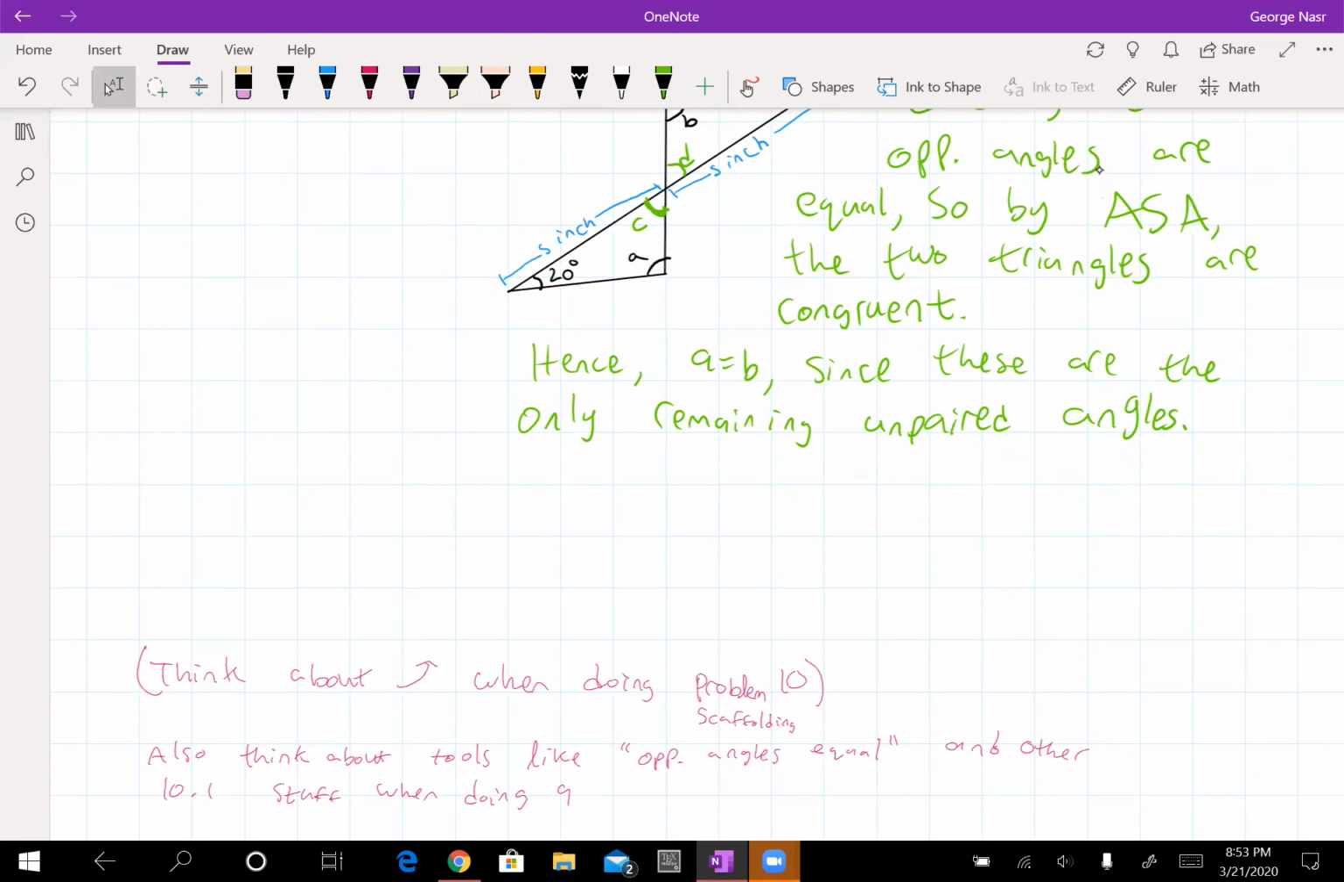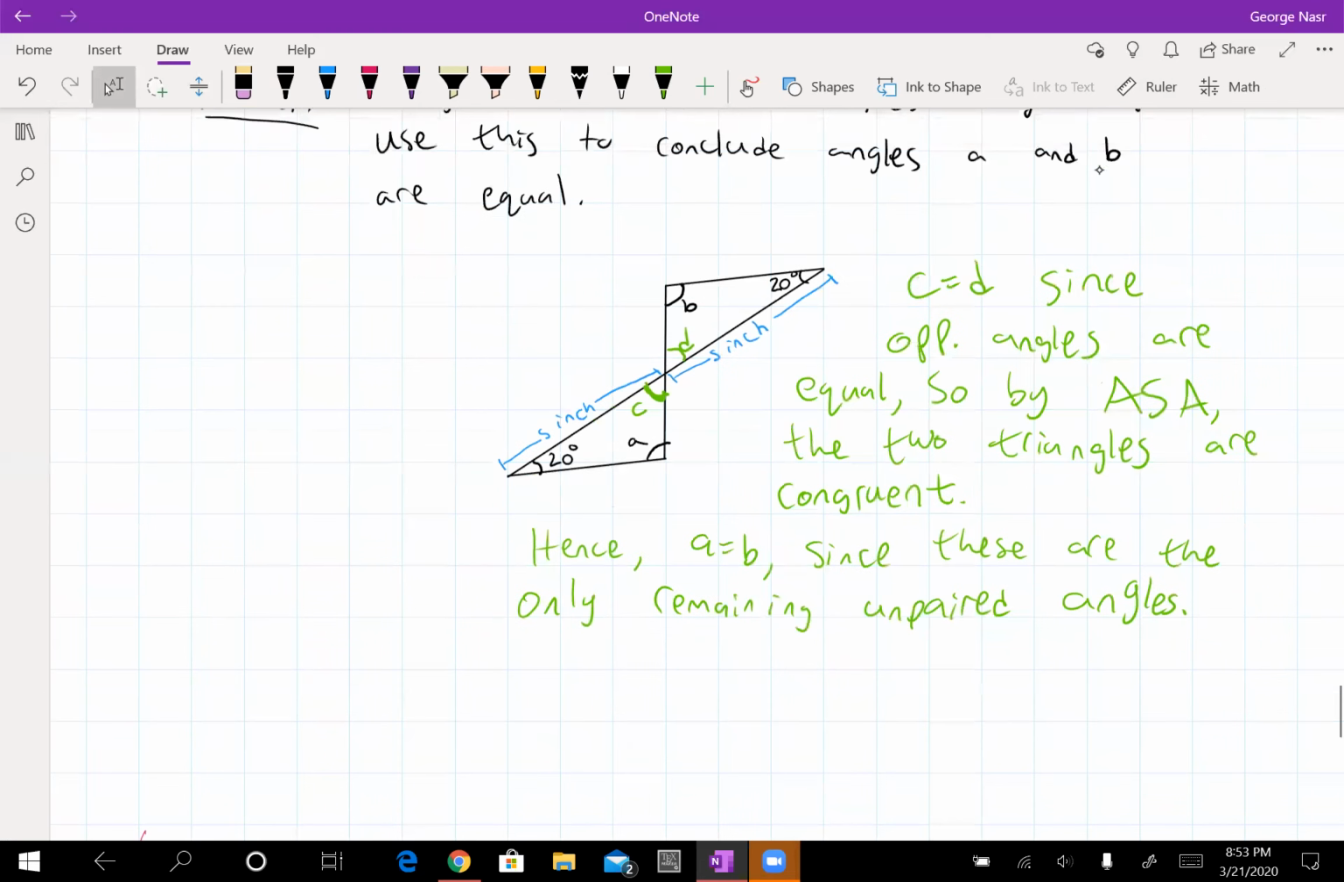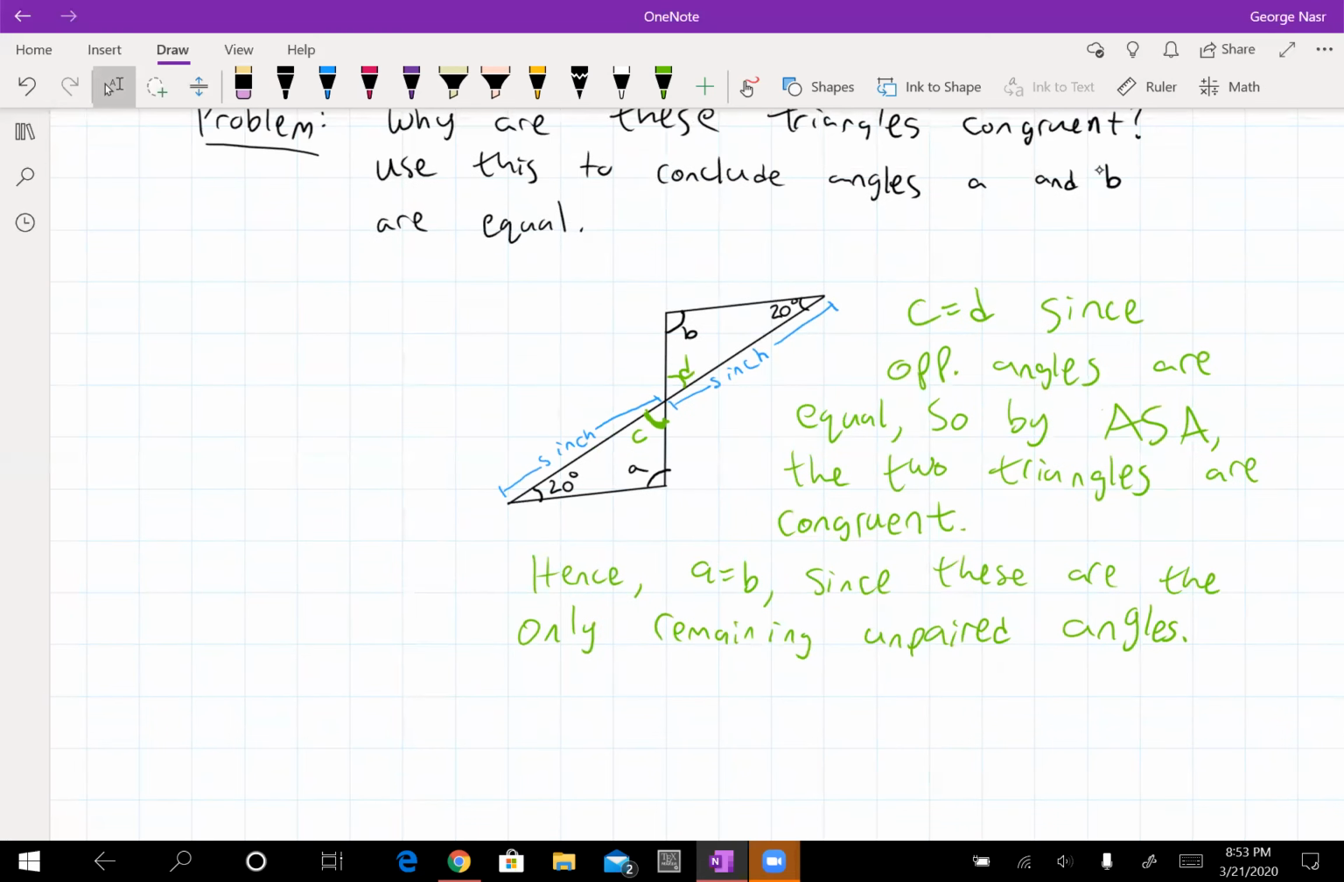Think about that when you're doing problem 9. Problems 9 and 10 are a little bit more challenging, but you totally have the tools to do them. You just have to be creative and use things like the fact that we know opposite angles are equal.